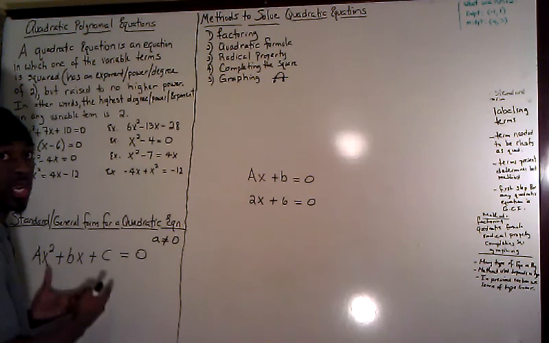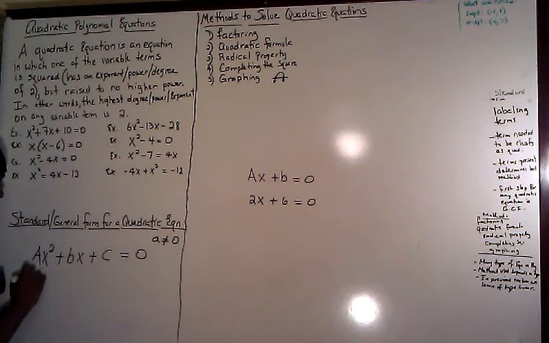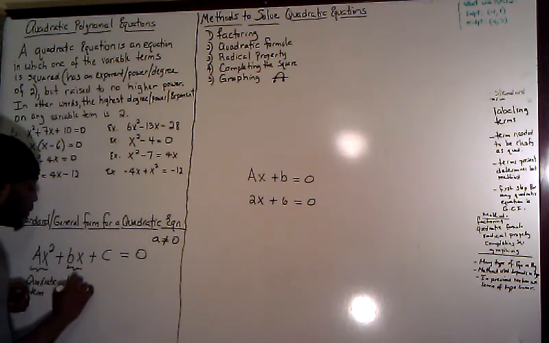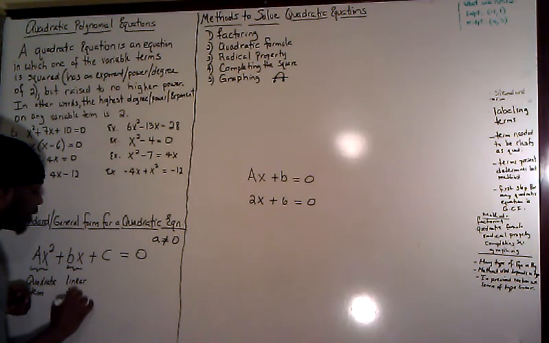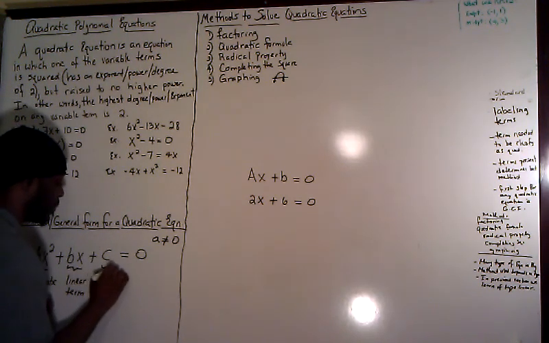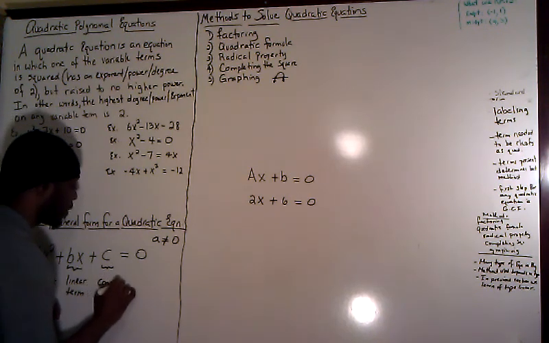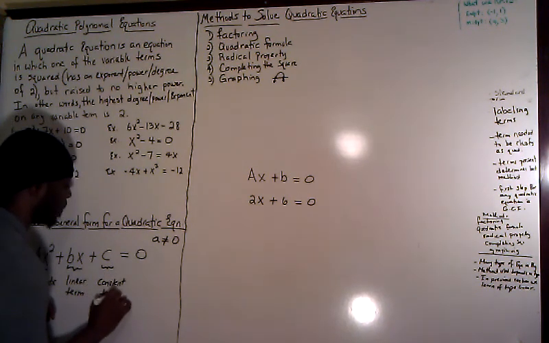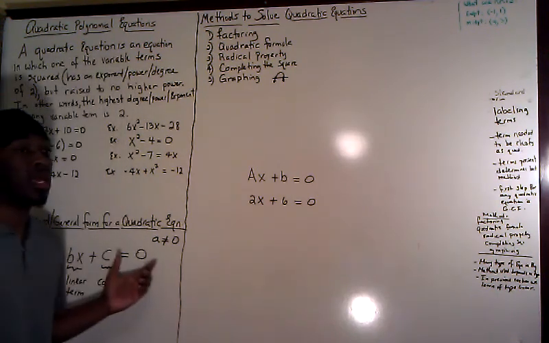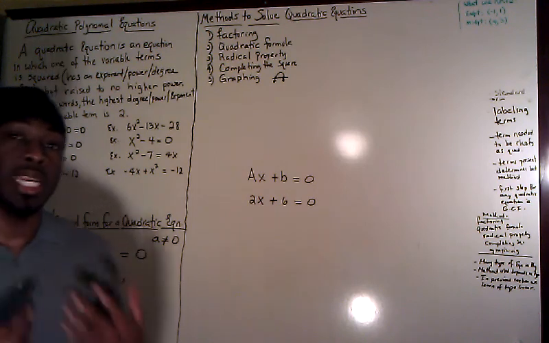Now this is called the standard or general form of the quadratic equation, and even in this form we have several terms. We have this term, which is called the quadratic term. We have also the term with just the x raised to the first power. We call that the linear term. And we also have the term with no x variable, which is called the constant term.